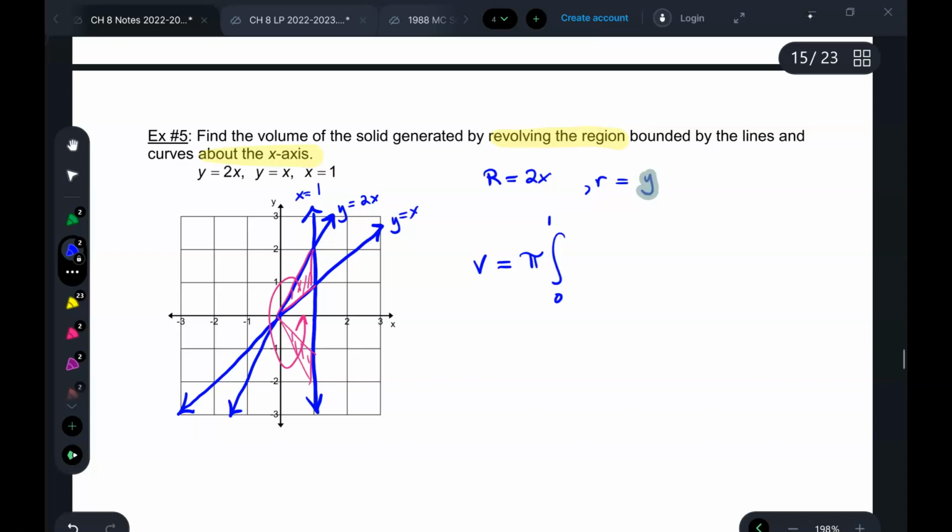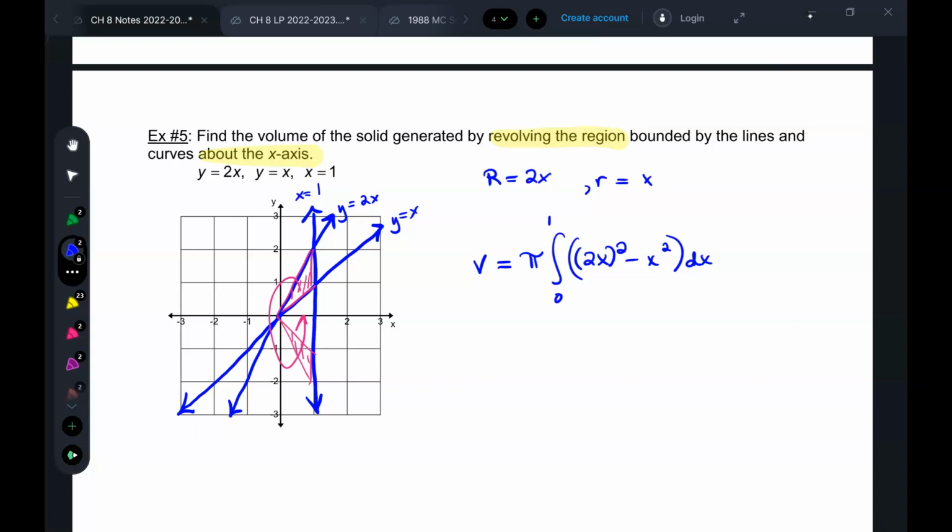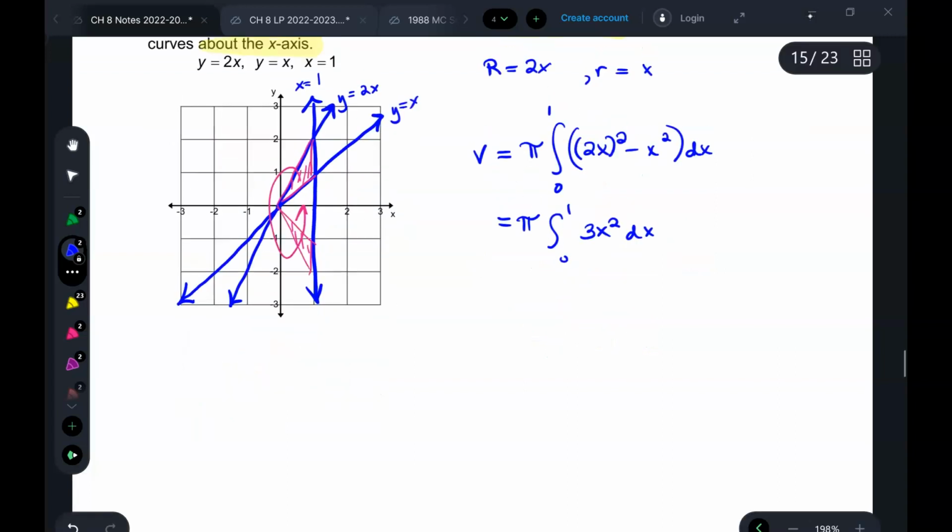Oh, sorry, I put y, I meant to write x. So then it's going to be 2x squared minus x squared. So this would just be 3x squared, right? You have your calculators, but some of these are almost faster to just do by hand rather than having to type it all in. What happens when we integrate 3x squared? It just becomes x cubed. So pi.